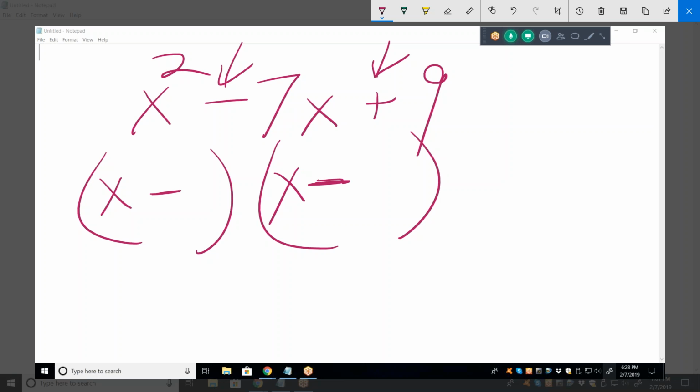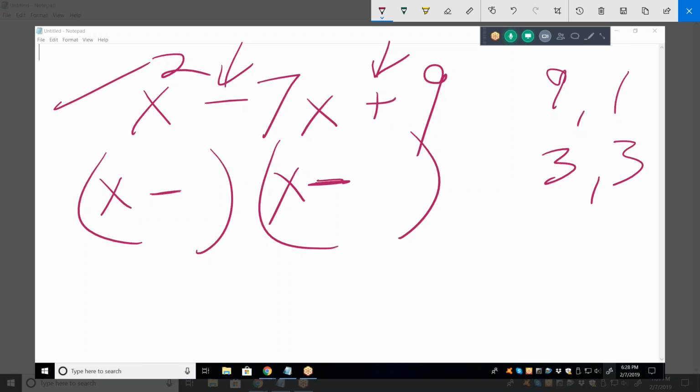Now what's the third rule? Factors of 9 that add to be 7. There aren't any. There's one factor of 9, and there's the only other one. None of them add to 7. What that means is we can't factor that in the normal way.